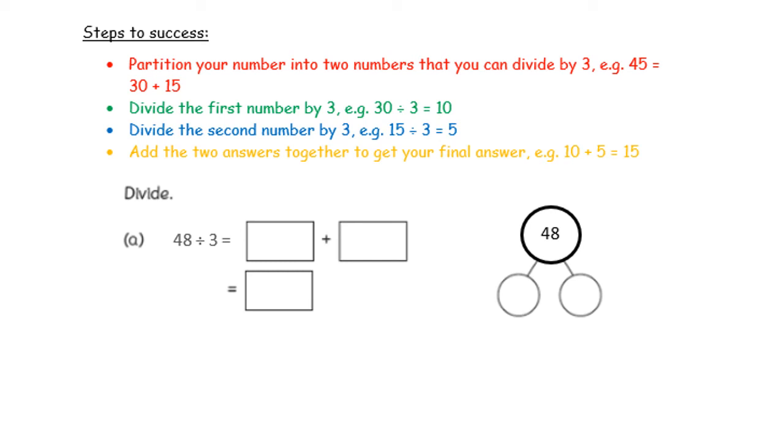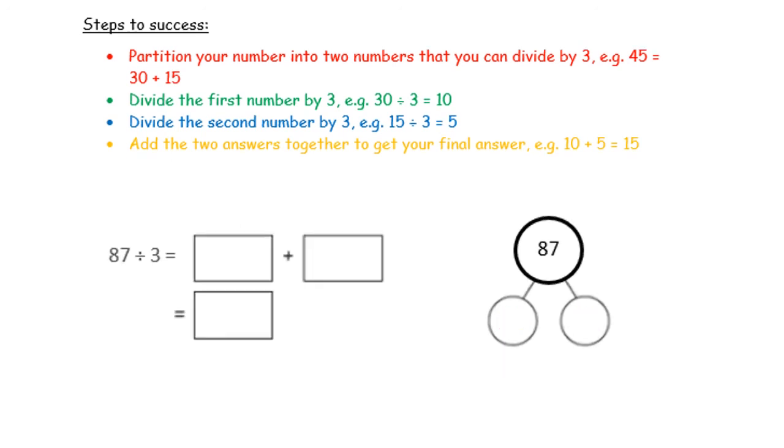So for our first example, we've got 48, okay? So 48 can be broken down or partitioned into 30, because I know I can divide that by 3, and 18. I know I can divide 18 by 3. So 30 divided by 3, we know that's 10. And then 18 divided by 3 is 6. Okay, so if I count in my 3 times tables until I get to 18, I do it 6 times. Okay, so then 10 plus 6 is 16.